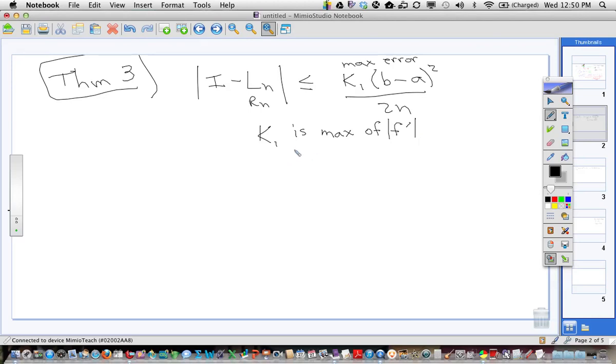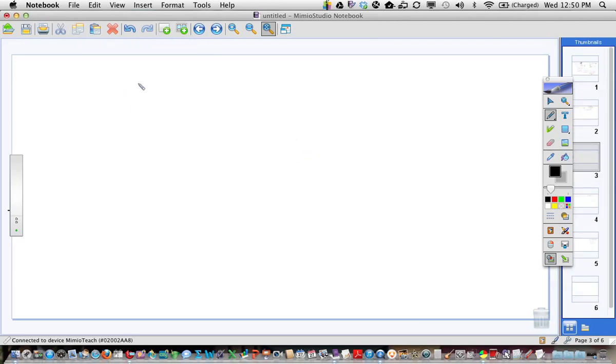So that's an important concept of what K1 is, and we're going to have to find that. We'll use our calculators to do it for us, okay? So let's do a problem. There's a couple different types of problems that we could run into. So one type of problem is, now you can see where we're headed.